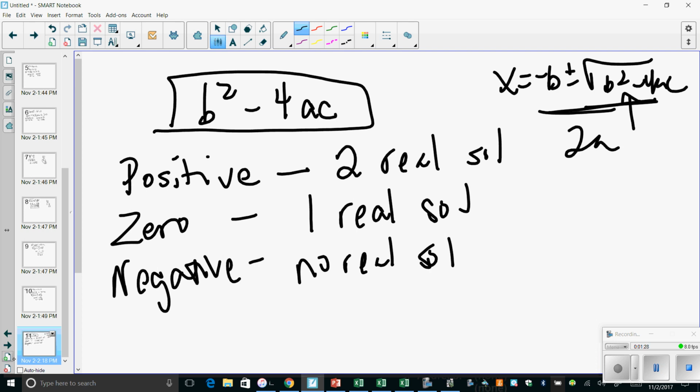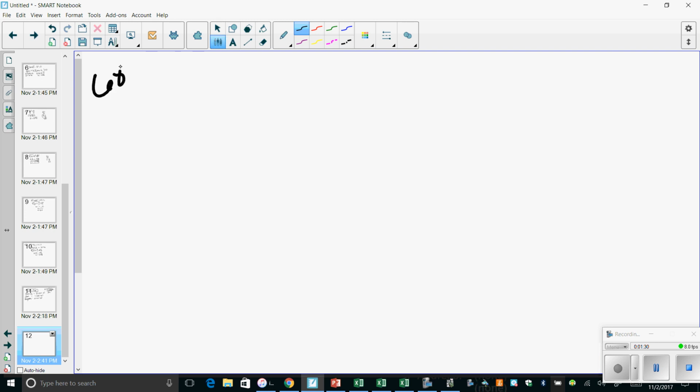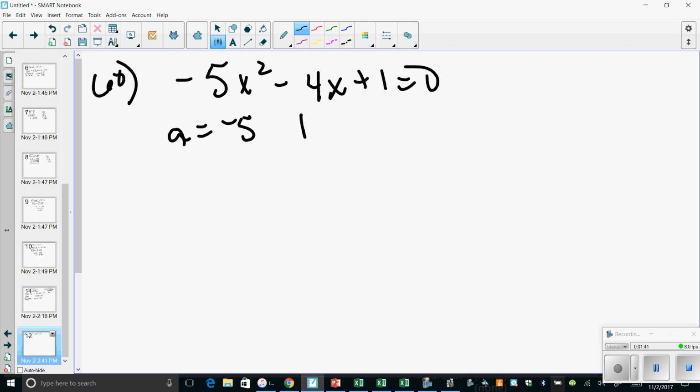So in number 60, I've got negative 5x squared minus 4x plus 1 is equal to 0. You want to make sure it's equal to 0 before you do it. So a is negative 5, b is negative 4, and c is 1. Notice they don't tell me to solve it. They just say use the discriminant to determine the number of real solutions for the equation.